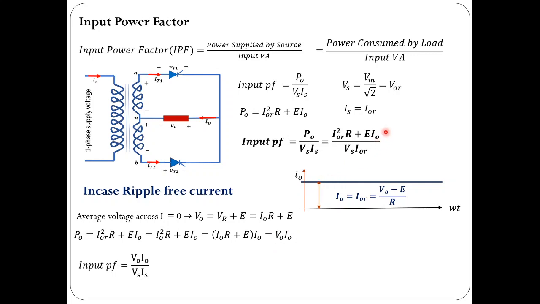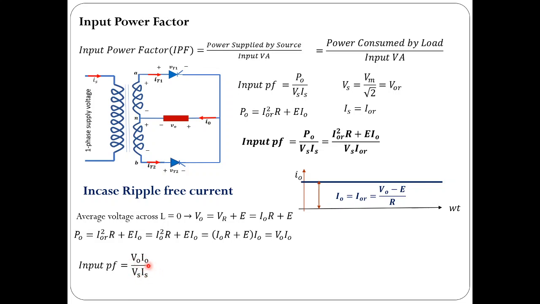In general, this is the formula to compute input power factor. So use this only. But in case it is mentioned in the problem itself that load current is ripple free, then you can use this formula. So P naught is equal to V naught into I naught. In that particular case, input power factor is equal to V naught into I naught by Vs into Is.